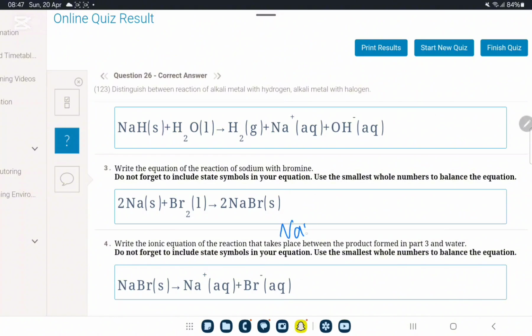So NaBr plus water. You don't have to say water if it's a written part. If they ever give it to us written part, just write it on top of the arrow, and then it dissociates into Na plus ions and Br minus ions.